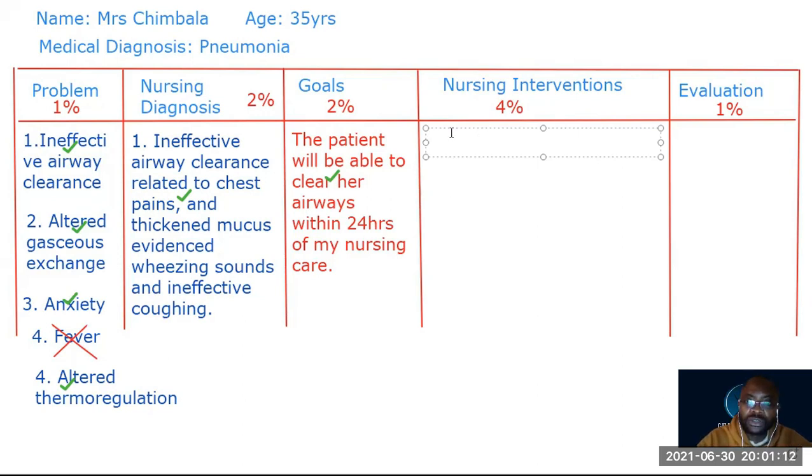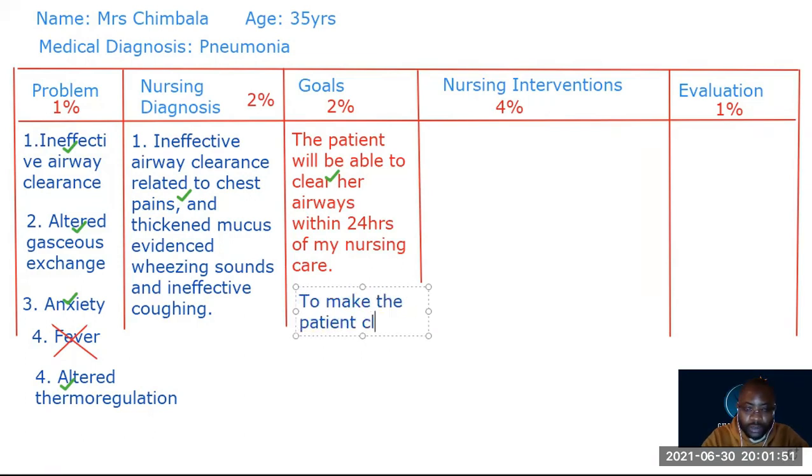Sorry. Let me show you another part. What we don't want under the nursing care plan. This is not acceptable. Let me show you what is not acceptable under the nursing care plan, something that most of you students usually write: to make the patient clear airways within 24 hours of my nursing care.